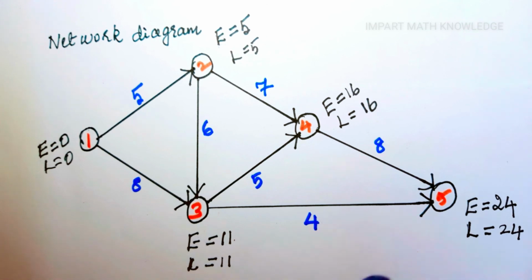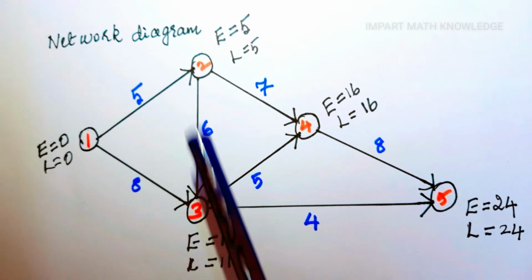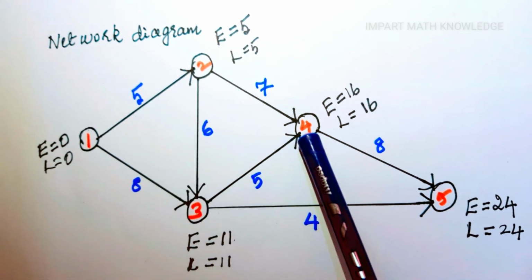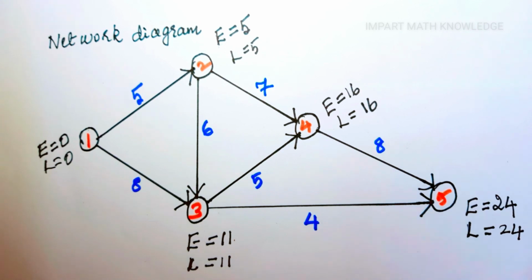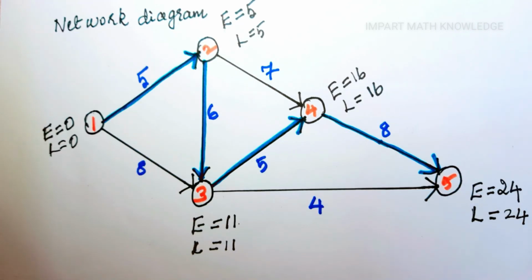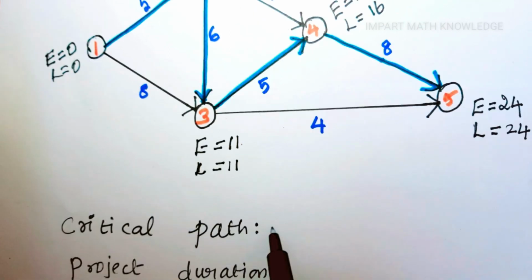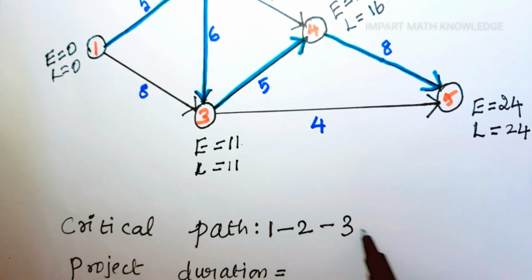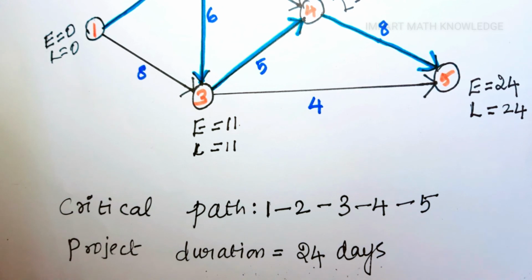So the possible path is 1 to 2, 2 to 3, 3 to 4 and 4 to 5. The critical path is 1 to 2, 2 to 3, 3 to 4, 4 to 5. Project duration is 24 days.